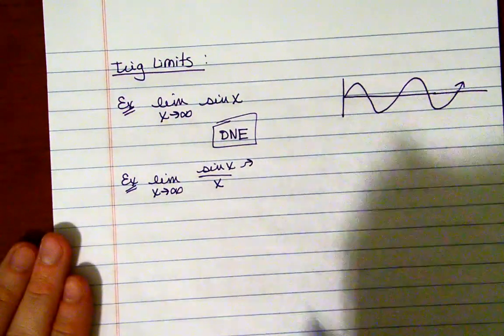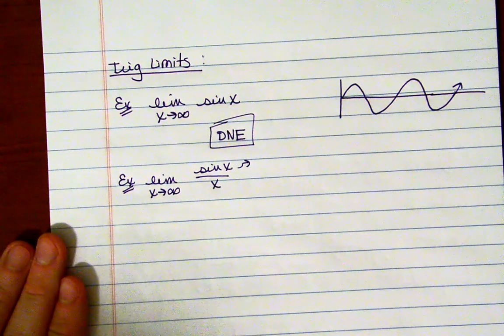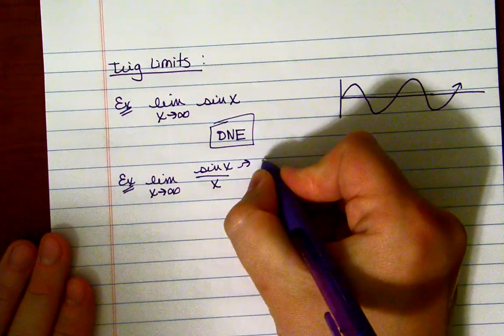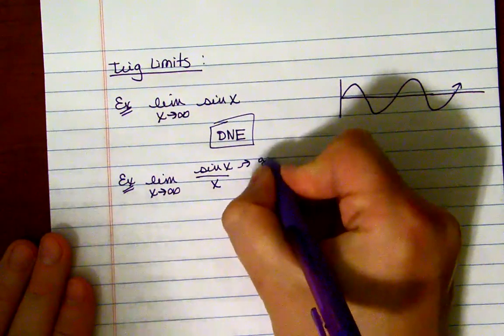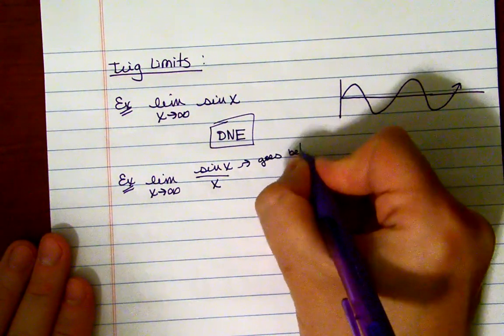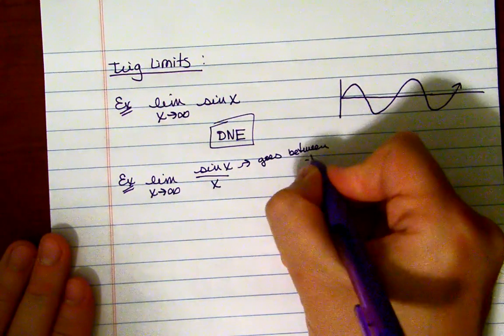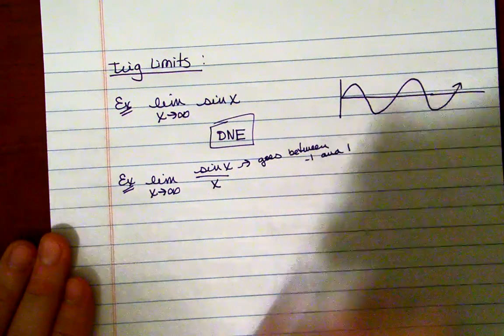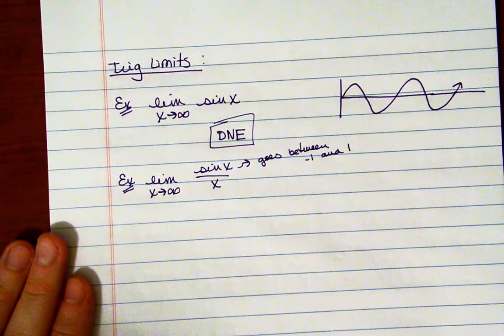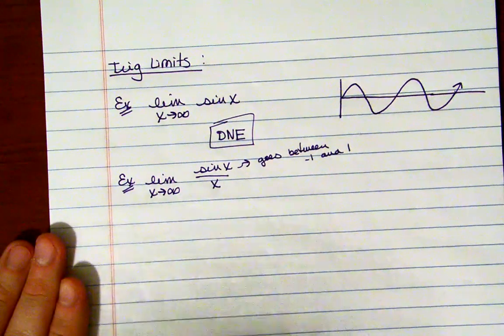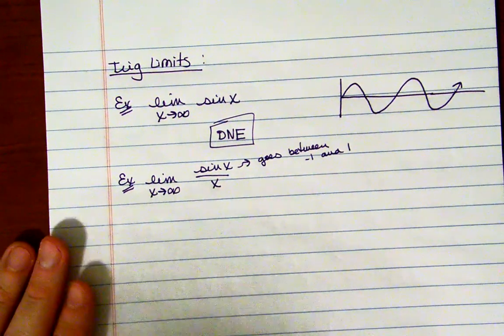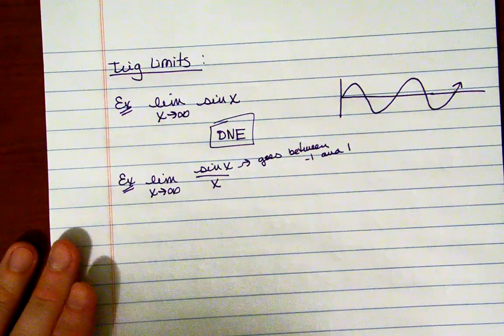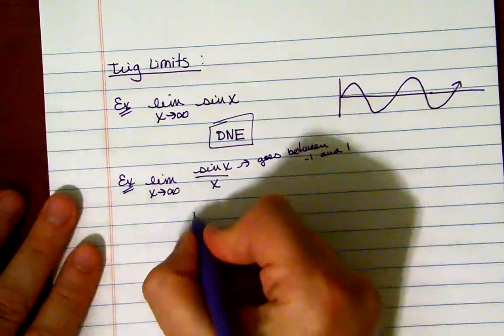I don't know what's going on with the top, but I know that it's going to go between -1 and 1. The top is some number between -1 and +1. I'm actually going to use something we haven't talked about in a little bit. I'm going to use the squeeze theorem here. Watch how this works.